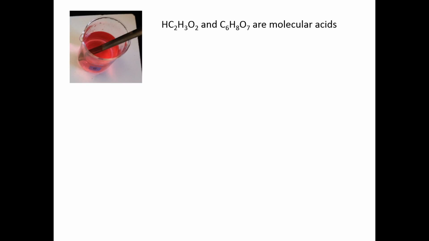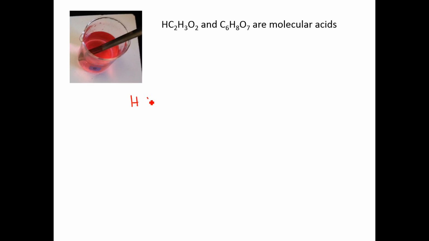So let's look at a couple examples. So we've got these two, acetic acid and citric acid. They're both molecular acids. So the first thing we ask you to do is to go through and think about, is this substance ionic or covalent? So these are both examples of something that's covalent. So let's write out one of them, what would be happening. Let's look at acetic acid.